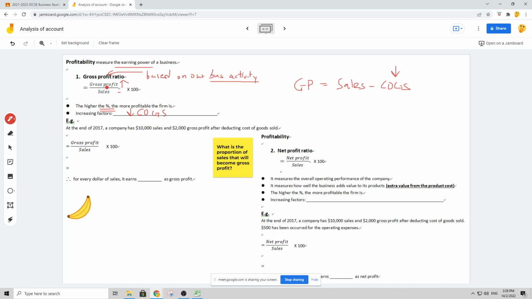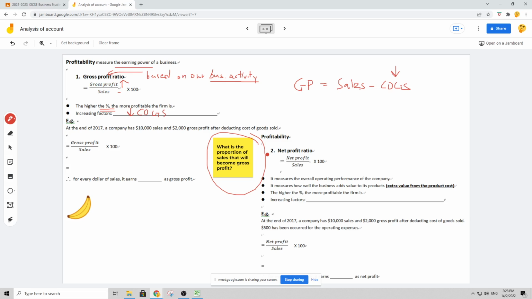If you look at this equation here, you can see we are using gross profit over sales, which means we're just trying to look at the proportion of sales that will eventually become gross profit. Does it make sense to you based on the equation? Right?